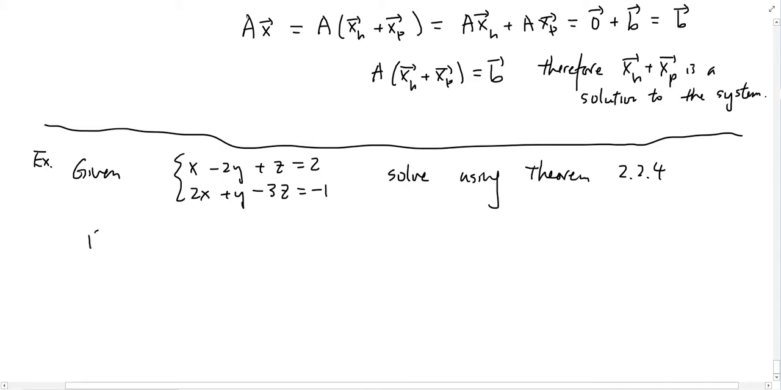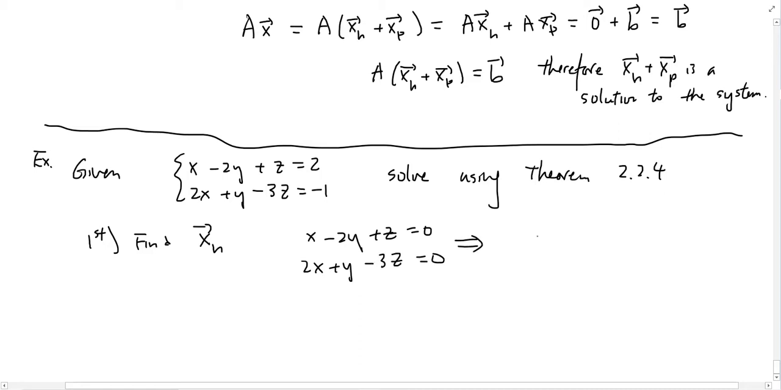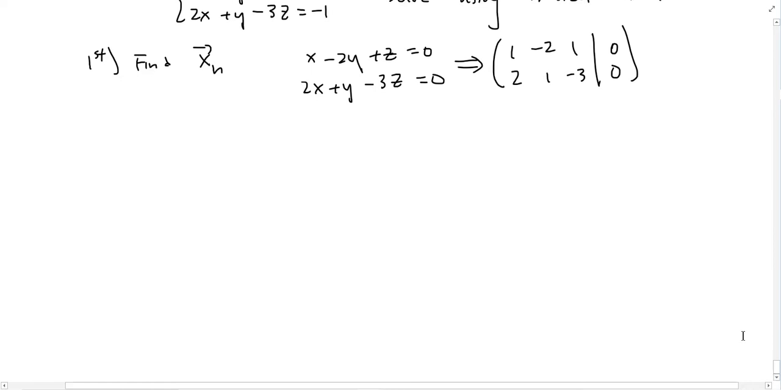Well, first thing you want to do is find x sub h. How do I do that? I have to find the homogeneous system, which is this one, that will form the matrix. What I'm going to ask you to do is to reduce this matrix to its lowest form. I'm not going to go through that process.